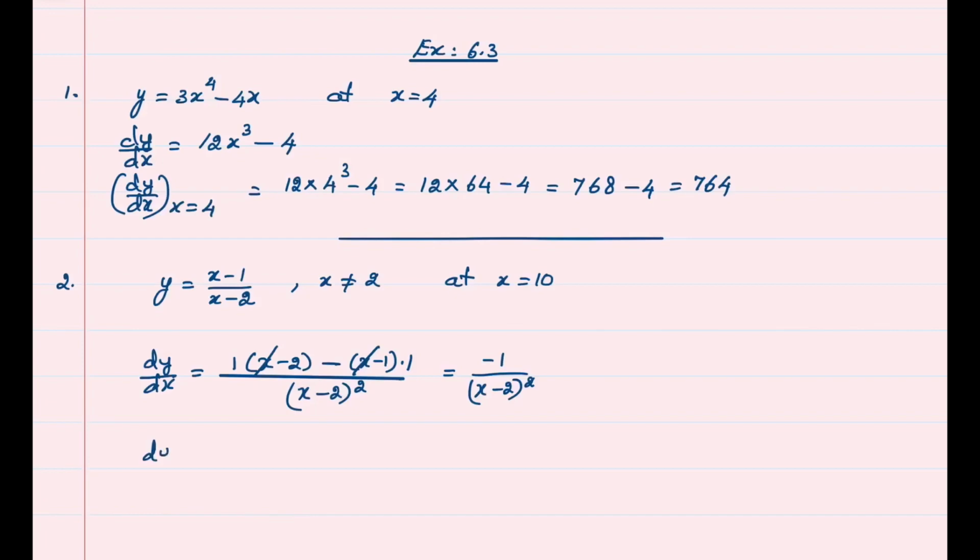Now we need the slope of the tangent drawn to the curve at x equal to 10. Minus 1 upon 10 minus 2, 8 square, minus 1 upon 64.